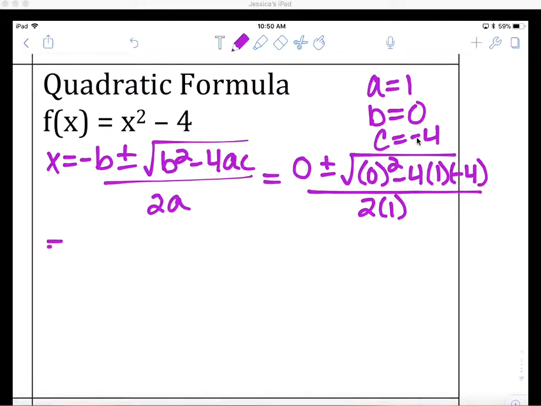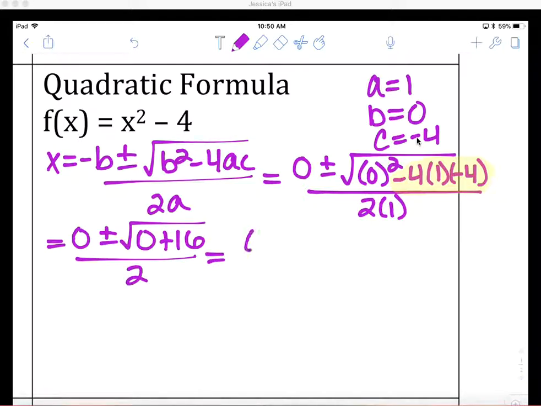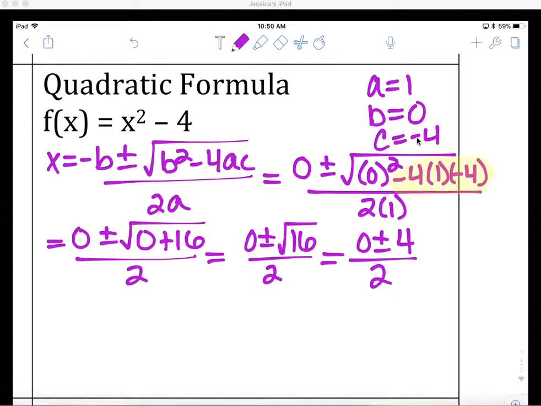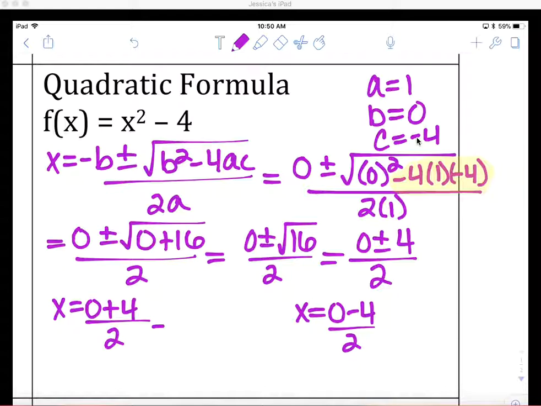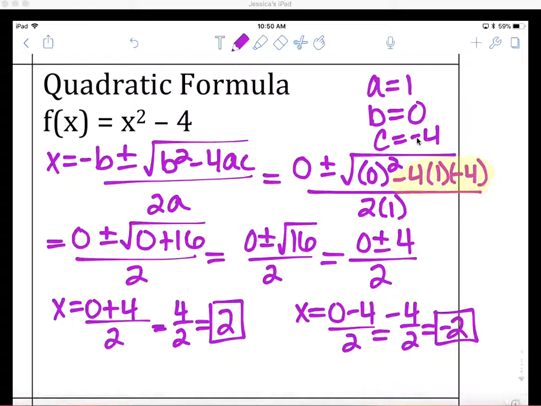To simplify this, 0 squared is 0, and negative 4 times 1 times negative 4 is positive 16. 0 plus 16 means I have the square root of 16, and that's a perfect square. The square root of 16 is 4, and this will simplify to 0 plus 4 all over 2 and 0 minus 4 all over 2. The first one, 4 over 2, reduces to positive 2, and the second one, negative 4 over 2, reduces to negative 2.